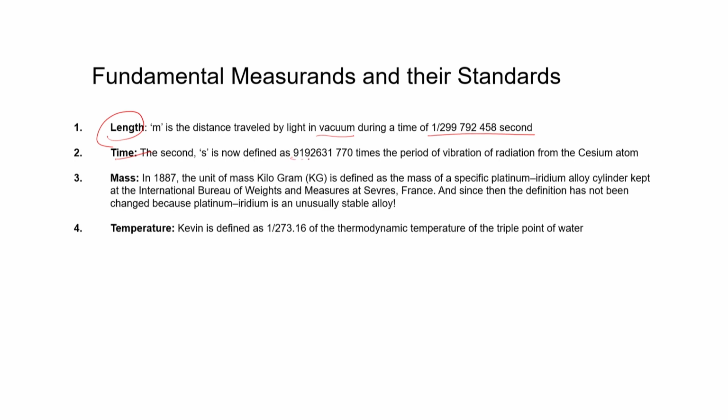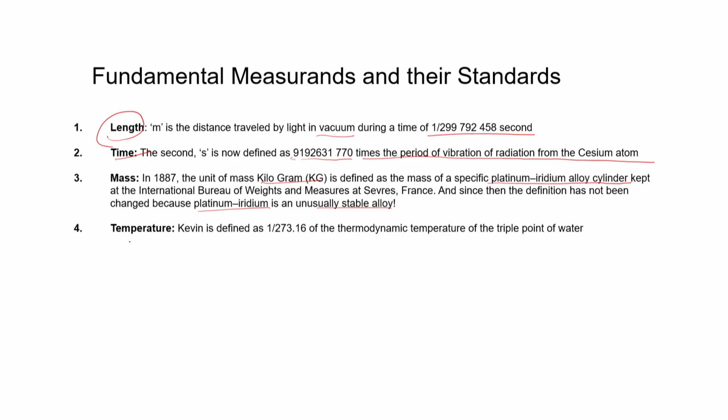Then the another fundamental measurement is time, and the definition of time is continuously changing. Currently, it is this many number of times the period of vibration of radiation from a cesium atom that defines the second. Then mass, and currently it is kilogram, and it is defined as the mass of a specific platinum iridium alloy cylinder, which is kept at the International Bureau of Weights and Measures at Sevres, France. The reason for choosing this is that platinum iridium is an unusually stable alloy. Based on this, we keep the unit of mass.